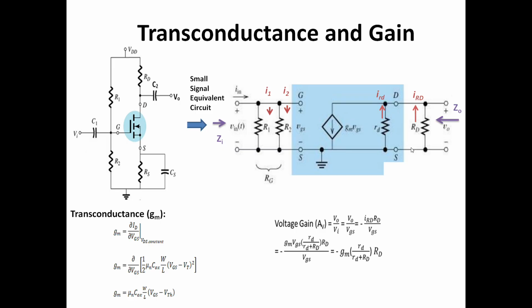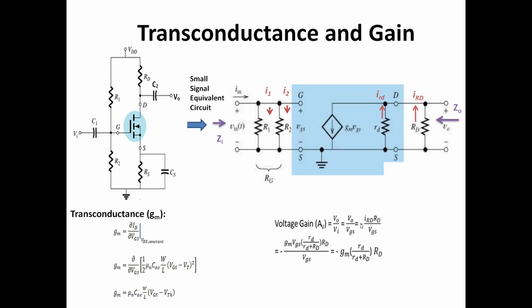Now let's find out the voltage gain. Voltage gain Av equals the output potential by the input potential. Output potential Vo is the potential drop across this resistor capital RD. So the potential drop across capital RD is capital RD into I capital RD. As the current direction is opposite, we put a negative sign here.